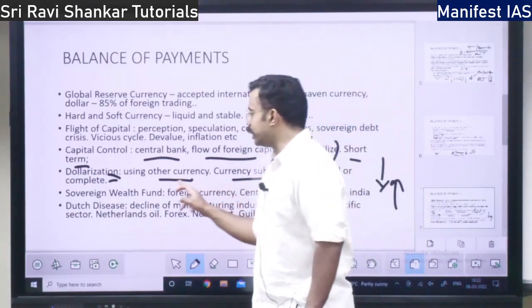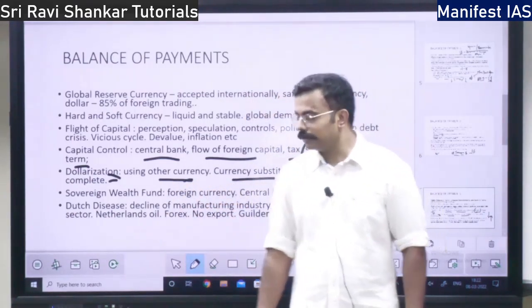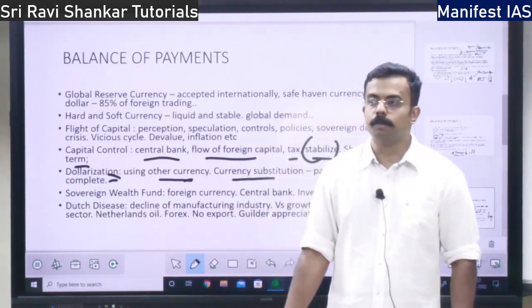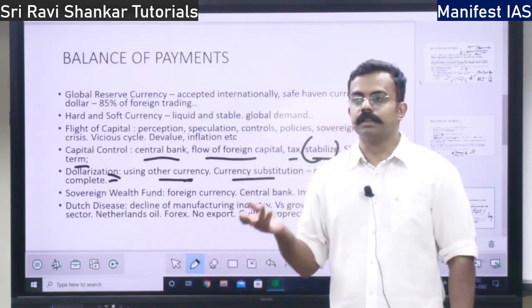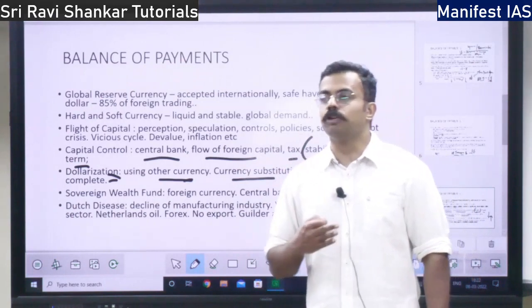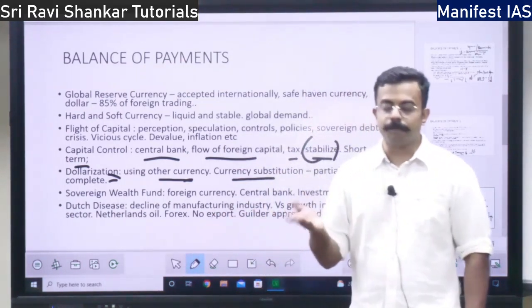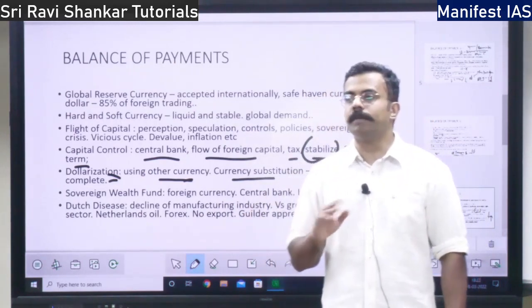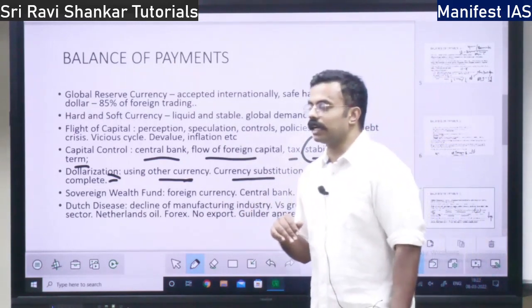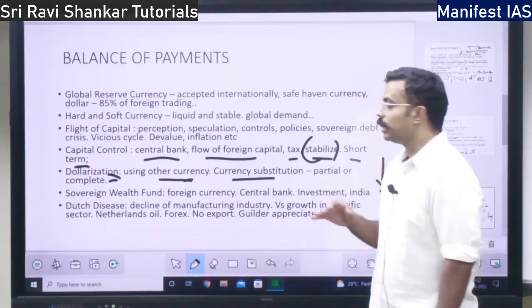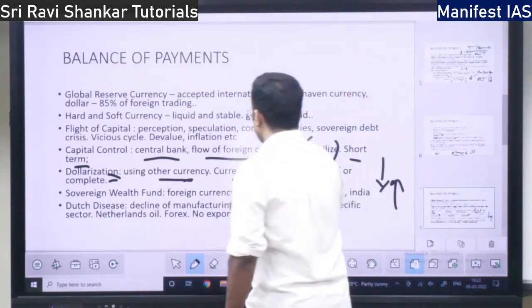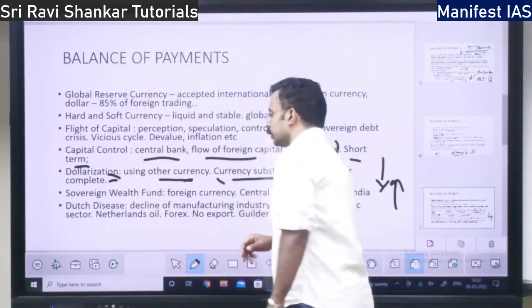So where do you see dollarization? Nepal, Bhutan: apart from their own currency, they hold Indian rupee as well. Even Mexico, in Mexico, not only Mexican currency, they hold dollars also. That is dollarization, right? Next you have currency substitution.